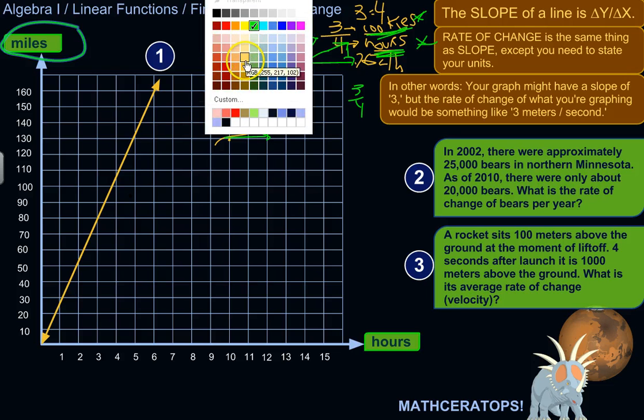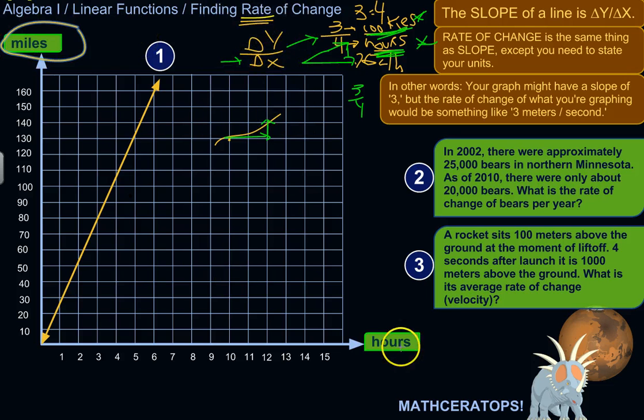Let me switch colors again. I'm measuring miles and I'm measuring hours. So miles are on the y-axis and hours are on the x-axis. If I were to look at this as slope, I would look at the change in y, the rise, over the run, the change in x.